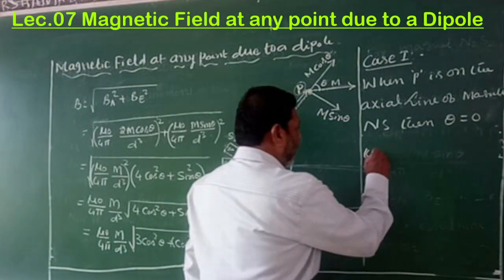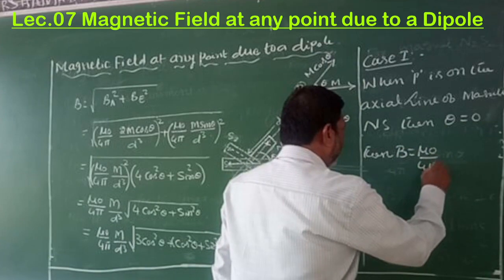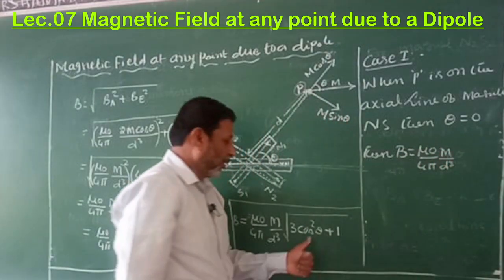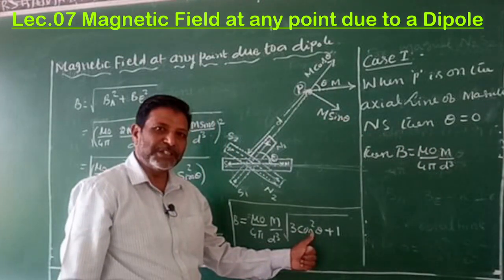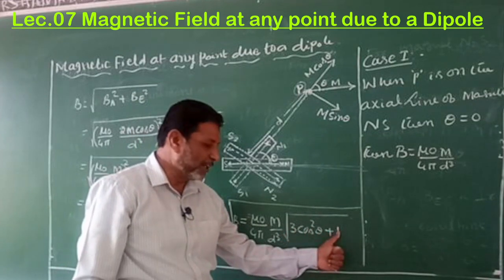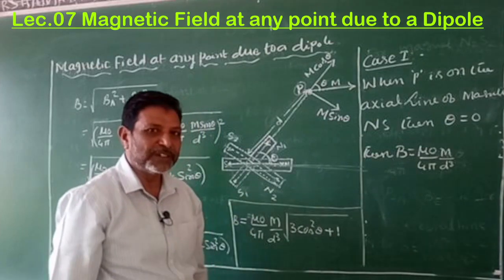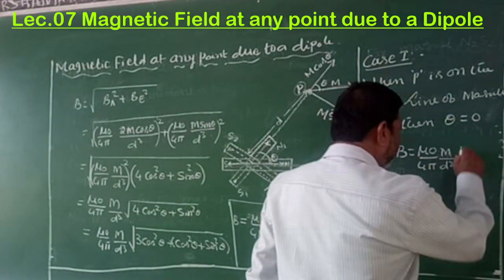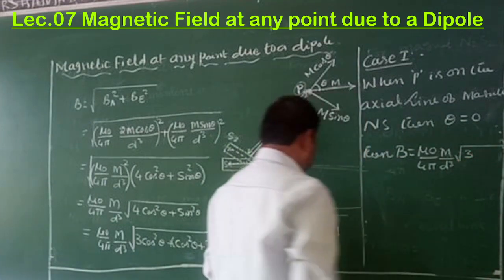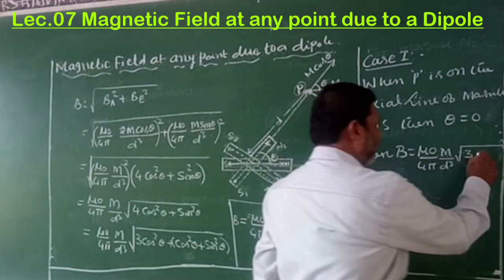Then here B is equal to μ0/4π × m/d³. Then you observe here cos 0 is equal to 1. 3 into 1 is 3. Then 3 plus 1 is equal to 4. Then square root of 4 is equal to 2. Now let us write one more step here. Under root of, then here you will get 3, because cos 0 is 1. 1 into 3 is 3, plus 1.